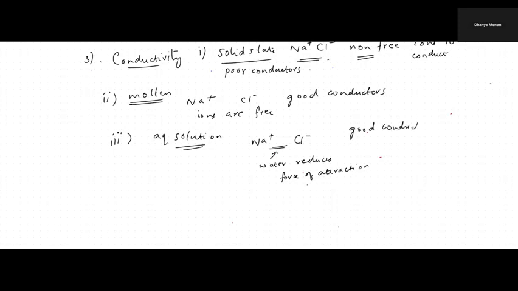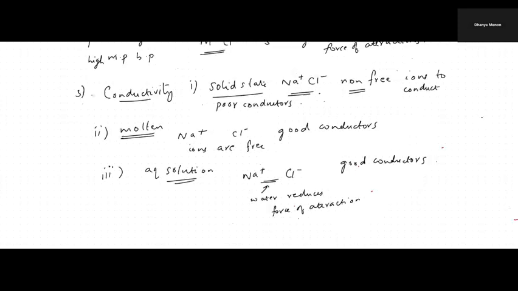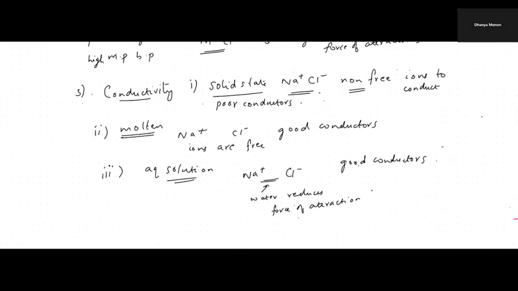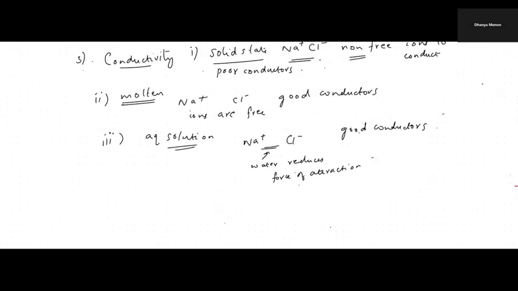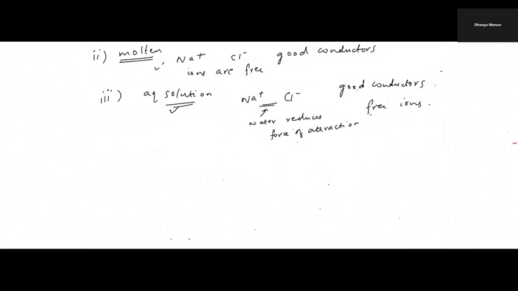So in fact, they are poor conductors when they are in solid state, but become good conductors if you melt them or if they are in the aqueous state. Why? Because of the free ions present. When you dissolve in water, water reduces the force of attraction. That's the dielectric property of water. And along with this, we learned that ionic compounds are soluble in water.